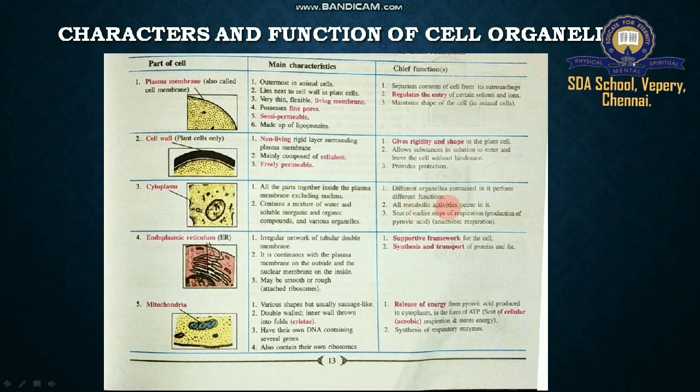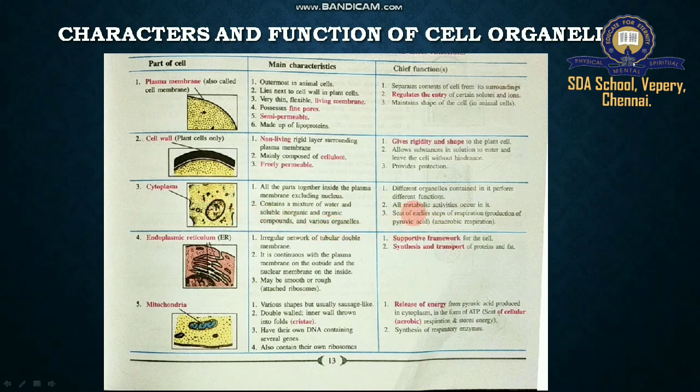What is metabolism? The sum total of vital activities such as anabolism and catabolism, the build-up and breakup processes. In the cytoplasm, all metabolic activities occur; it is the seat of the earlier steps of respiration, so production of pyruvic acid. During glycolysis, the glycolytic pathway, the first phase happens here in the cytoplasm, where glucose is converted to pyruvic acid.